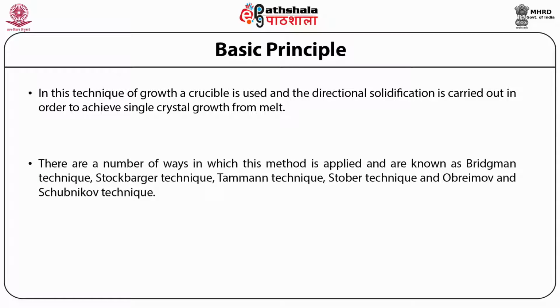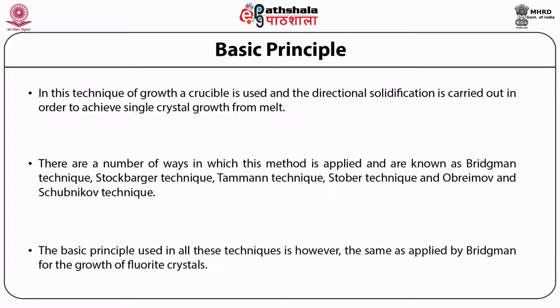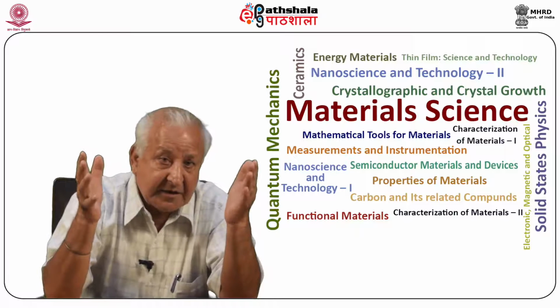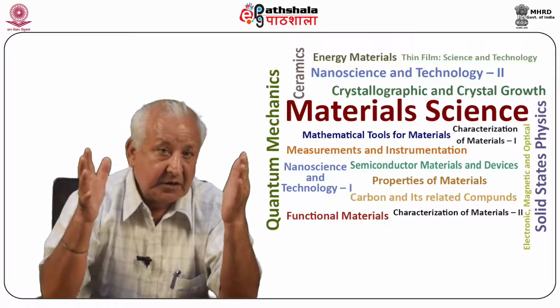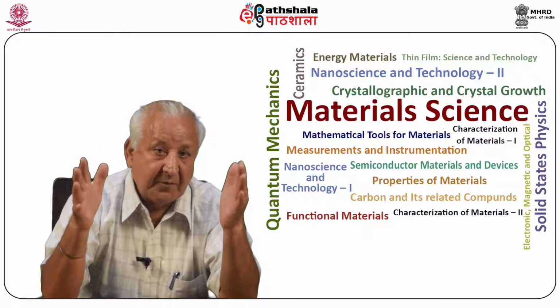There are a number of ways in which this method is applied, known as the Bridgman technique, Stockbarger technique, Tammann technique, Stöber technique, and Obreimov and Shubnikov technique. The basic principle used in all these techniques is, however, the same as applied by Bridgman for the growth of fluorite crystals. The apparatus used in the Bridgman technique is shown in figure 31.2.